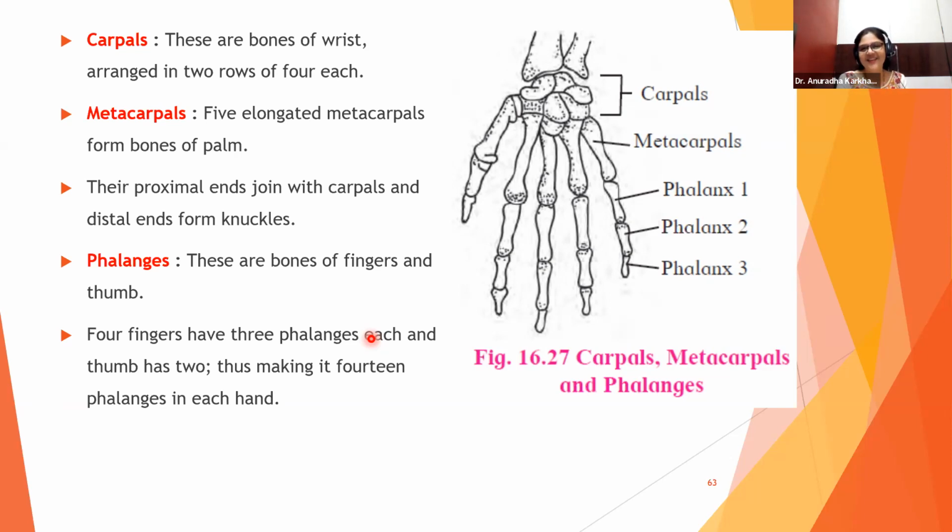Phalanges, yeah, I know. Phalanges, these are the bones of the fingers and the thumb. So 1, 2, 3, one bone, second bone, and the third bone, right? 4 fingers have 3 phalanges each, and the thumb has 2, thus making it 14 phalanges in one hand. So if you count in totality, we have got 30 bones in one arm. Correct? Clear? All of you?